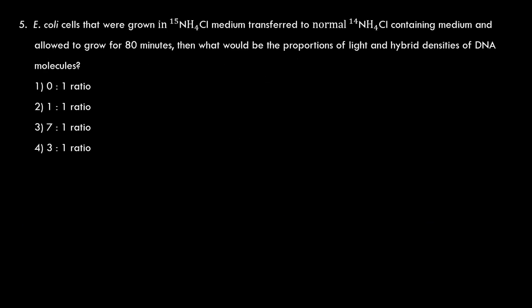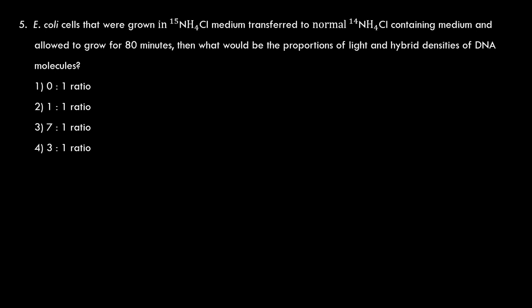Coming to the next question. E. coli cells that were grown in N15H4Cl containing medium were transferred to normal N14H4Cl containing medium and allowed to grow for 80 minutes. E. coli cells divide once in every 18 to 20 minutes, so 80 minutes means there is formation of 4 generations of divisions. 20 minutes first generation, 40 minutes second generation, 60 minutes third generation, 80 minutes fourth generation is completed.